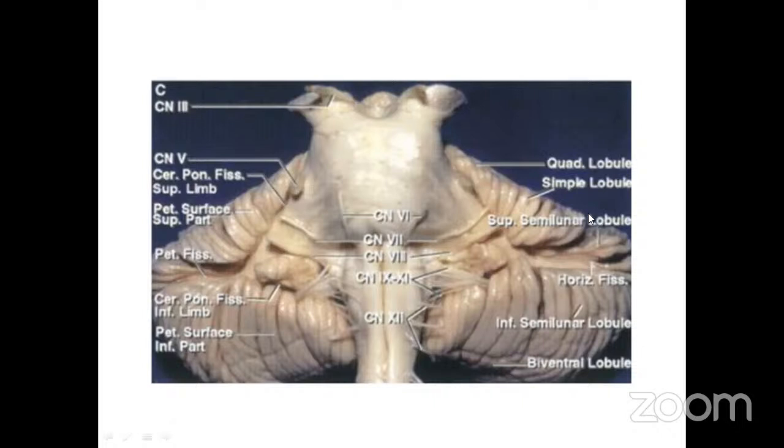As we have already studied in the previous lecture, the upper part of the petrosal surface is then divided into quadrangular lobule, simple lobule, and superior semilunar lobule, and the lower part is divided into inferior semilunar lobule and biventral lobule.